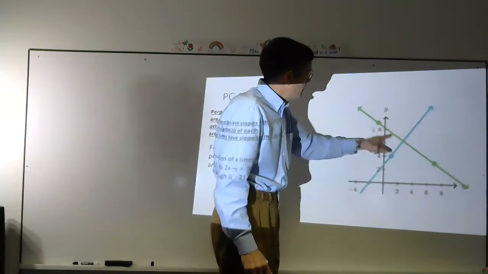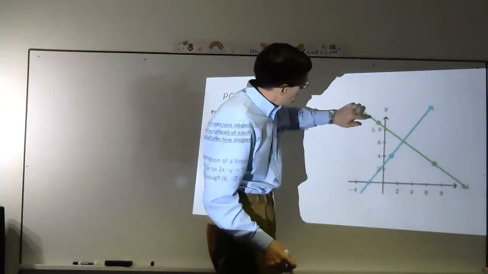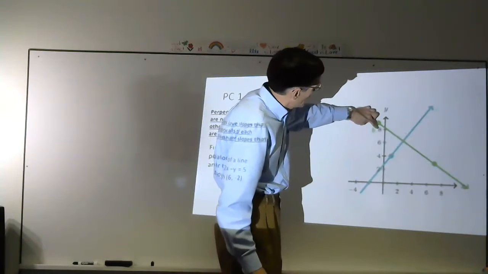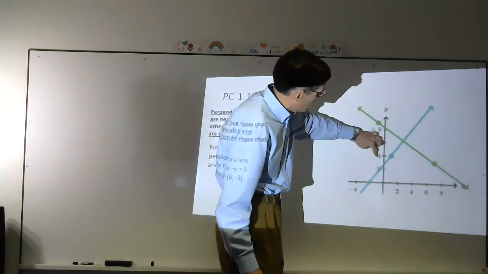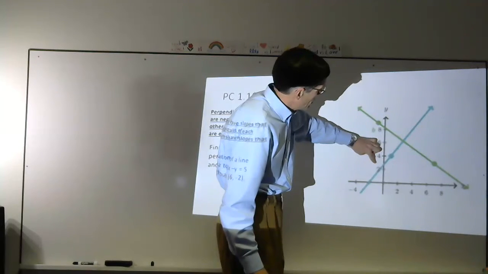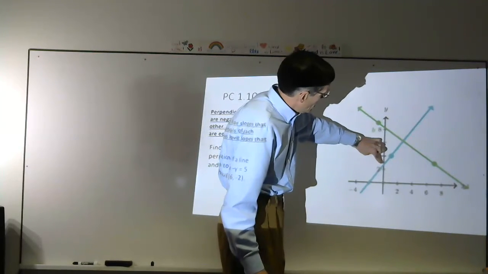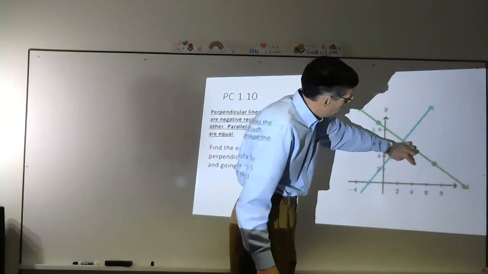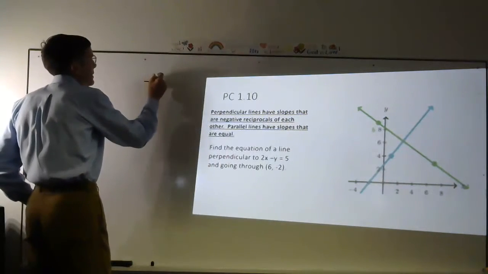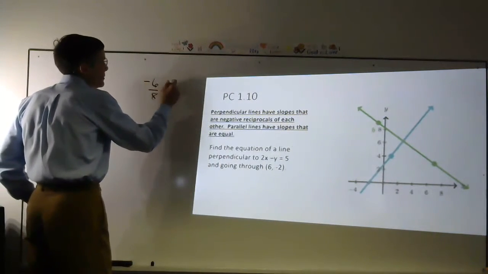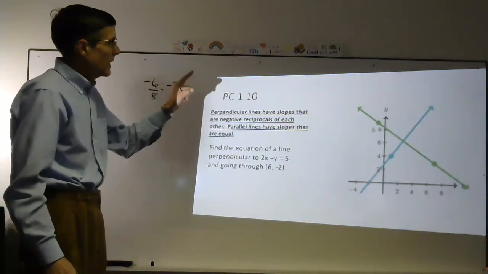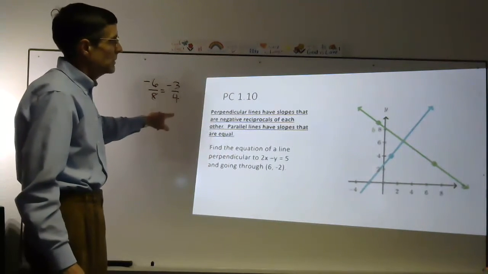let's find the slopes of each. How about the green one? The green one, I'm going to go down to get over to this point. I'm going to go down 1, 2, 3, 4, 5, 6. I'm going to go down 6, and then I'm going to go over 1, 2, 3, 4, 5, 6, 7, 8. So I went down 6, and I went over 8, reduces to a -3/4. So the slope of that green line is -3/4.